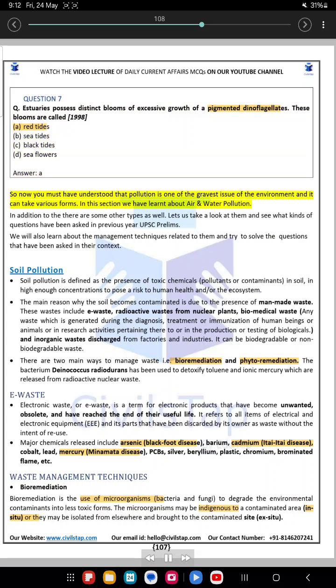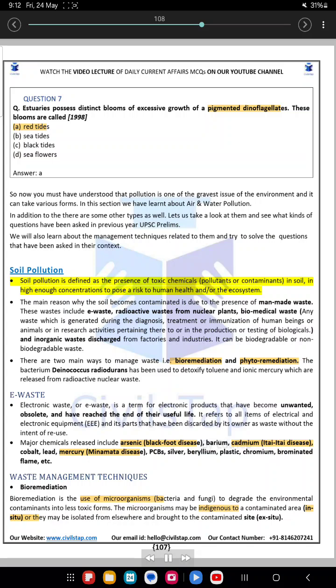Answer, A. So now you must have understood that pollution is one of the gravest issues of the environment and it can take various forms. In this section we have learned about air and water pollution. In addition to that, there are some other types as well. Let's take a look at them and see what kinds of questions have been asked in previous year UPSC prelims. We will also learn about the management techniques related to them and try to solve the questions that have been asked in their context.